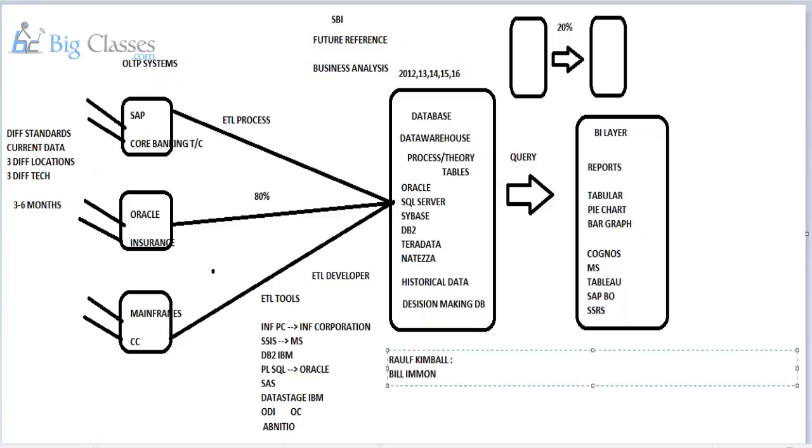When I talk about Ralph Kimball, he said that a data warehouse is a relational database management system which is used for analyzing the business operations in order to achieve the business goals.